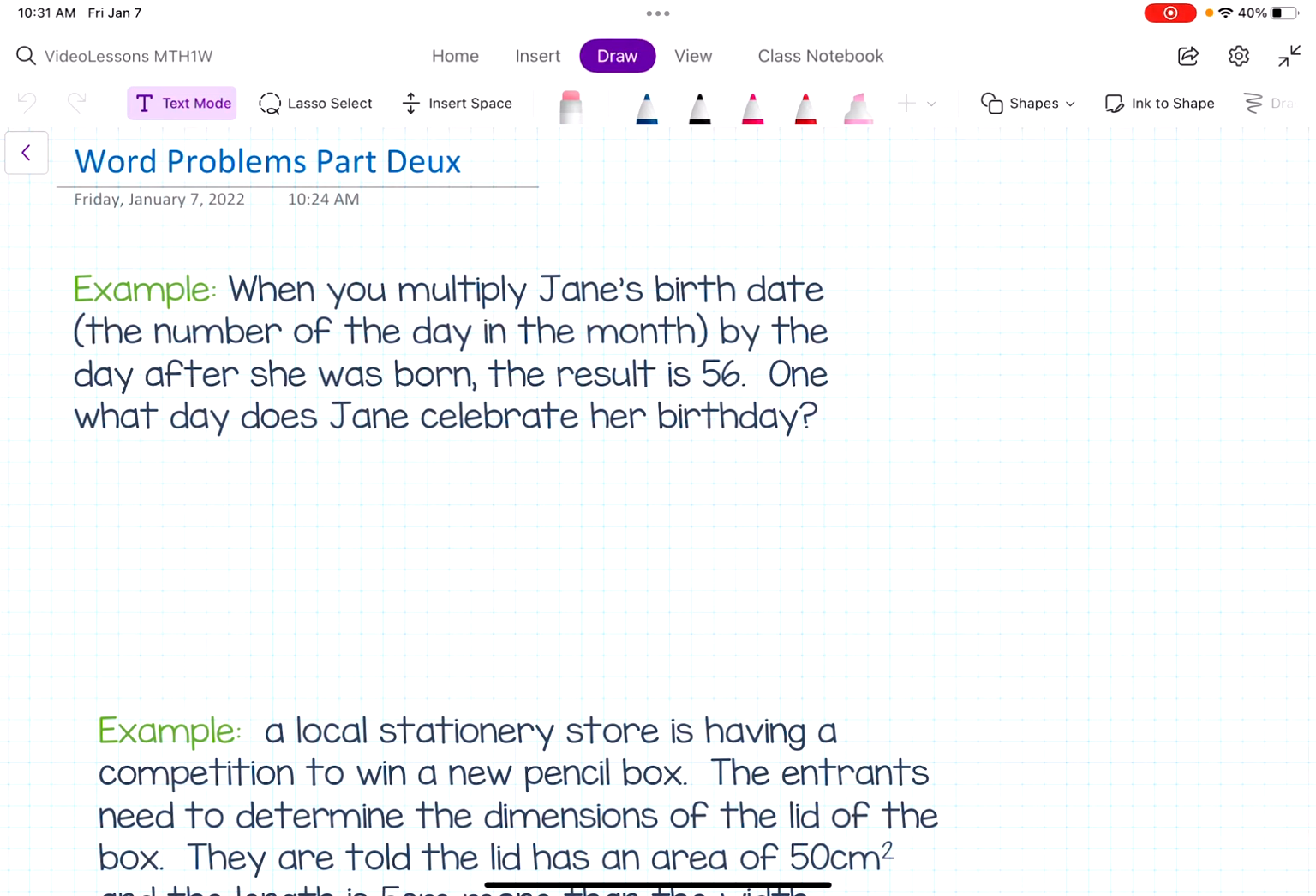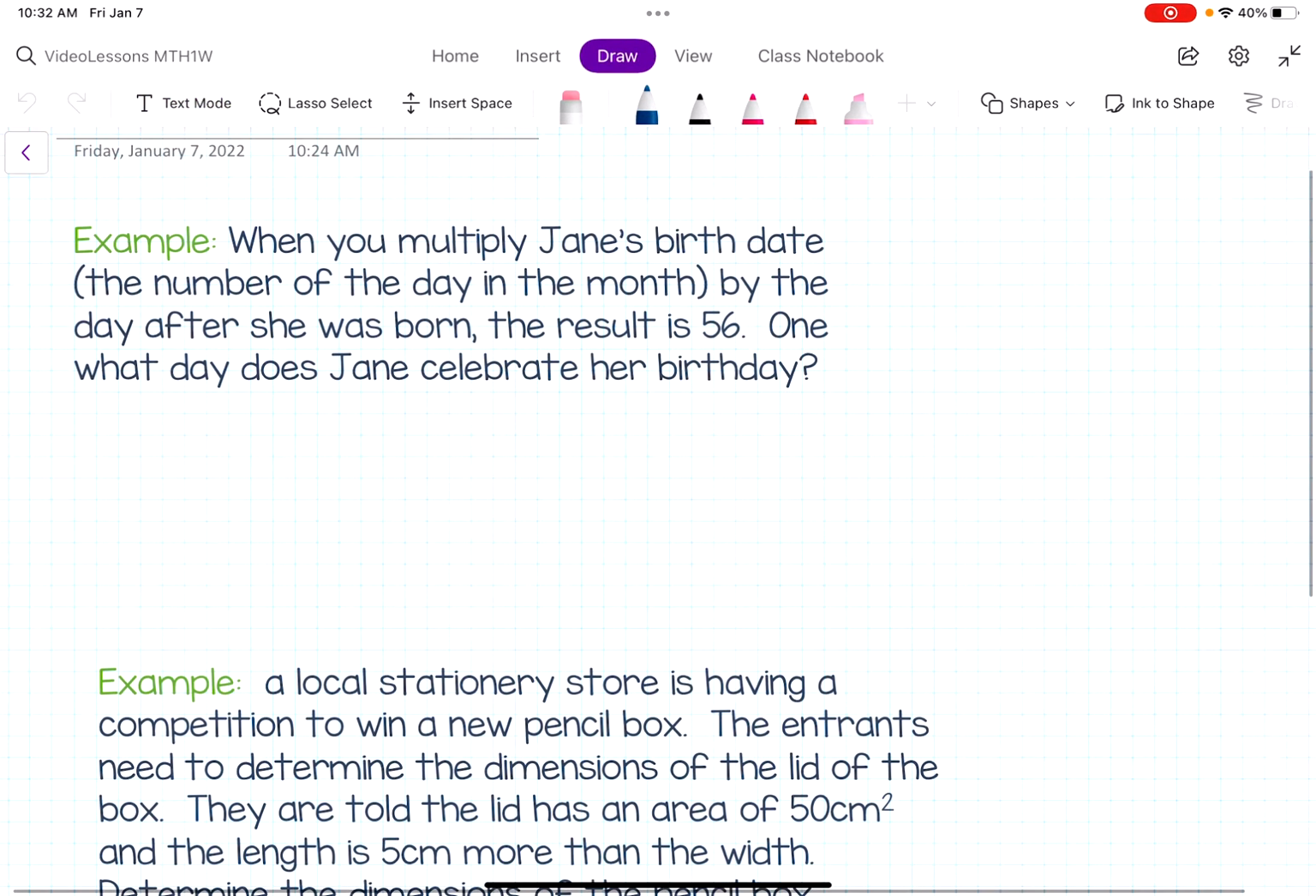Today's lesson is on word problems, Part 2, because we are now going to be looking at word problems that lead to quadratic equations for us to solve. So the first example says, when you multiply Jane's birth date, which is just the number of the day in the month, so not the whole thing, by the day after she was born, the result is 56. On what day does Jane celebrate her birthday?